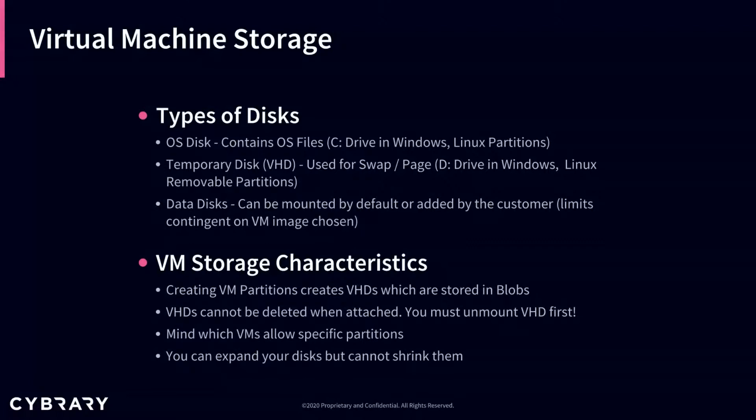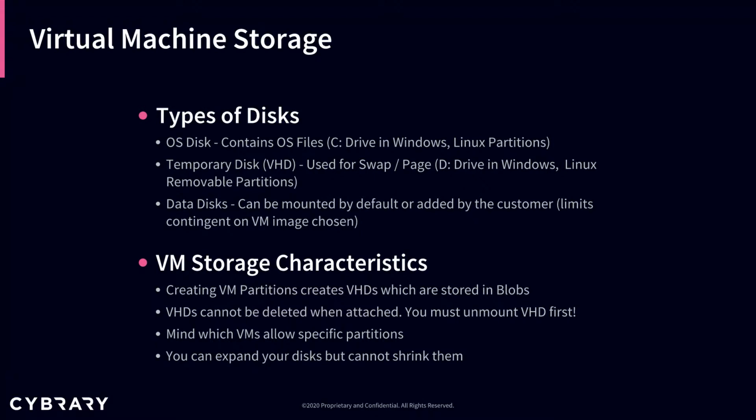You can also have temporary disks. Those will be VHD disks. It is usually used for page files or just to swap out certain files. So you can have temporary disk too. And then you can have data disk that can be mounted by default or added later, depending on your preference. So data disks are the disks where you're going to choose, do you want a VHD disk or do you want SSD disk?